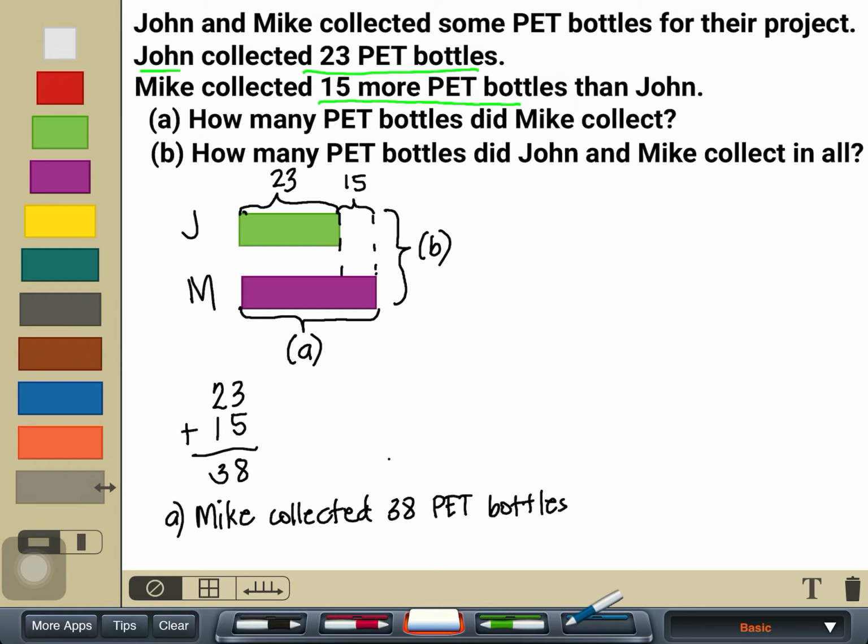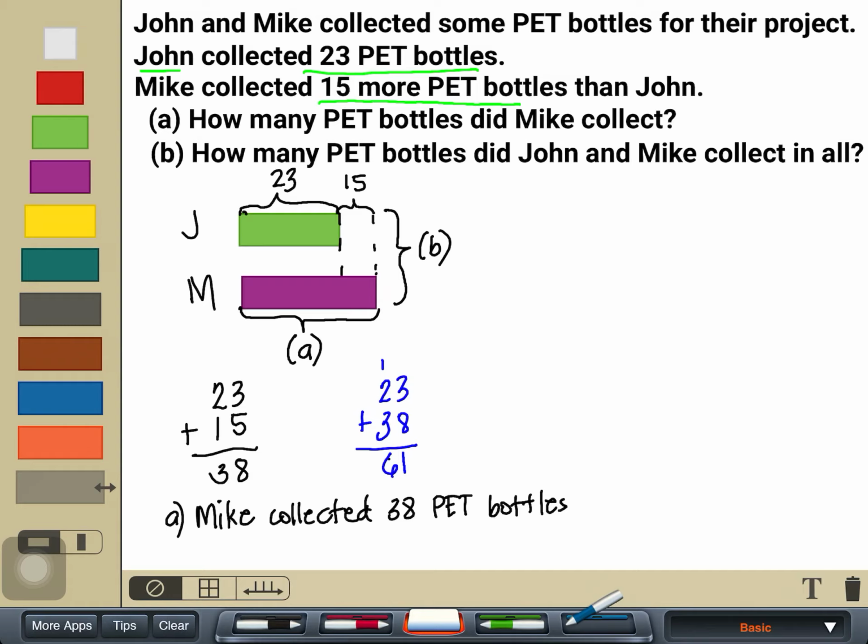Okay, let's add 23 plus 38. Adding these two together, 3 ones plus 8 ones would be 11 ones. Since it's 11 ones, 1 will be here, and then the 10 ones will be regrouped into 1 ten over there. So now we have 1 ten, 2 tens plus 3 tens would be equal to 6 tens.